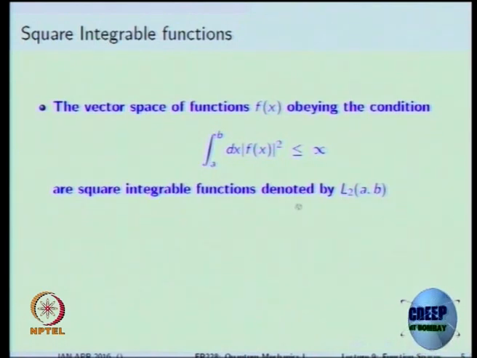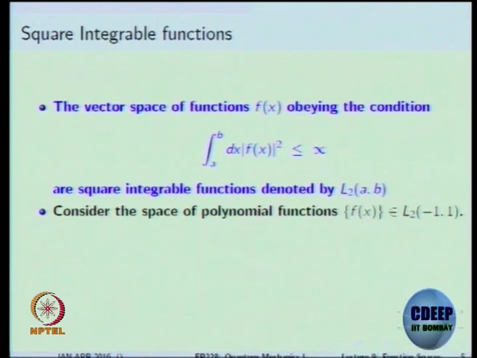So these are square integrable functions. Unlike the earlier case where I talked about square summable sequences, here these are square integrable functions. In the literature, it is denoted as capital L2, and then you also give the boundary points between A and B.